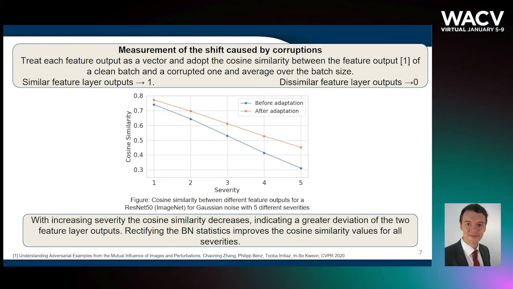To motivate our approach, we showcase the influence of input corruptions on the BN statistics. To measure the shift caused by corruptions, we treat each feature output as a vector and adopt the cosine similarity between the feature output of a clean batch and a corrupted one and average over the batch size. With increasing severity, the cosine similarity decreases, indicating a greater deviation of the two feature layer outputs. Rectifying the BN statistics improves the cosine similarity values for all severities.